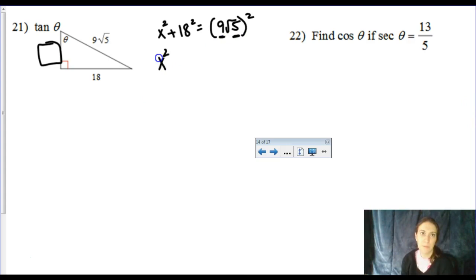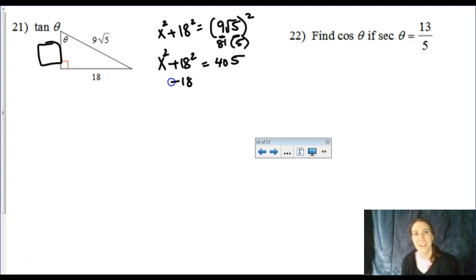So I'm just going to leave this as 18 squared for a minute because I don't have the calculator on me right now. But 9 squared is 81, and then square root of 5 squared is just going to be a 5. So, did I already solve this? You know what? Oh, it's so irritating. I didn't show my work. So, 405? I'm going to go with that.